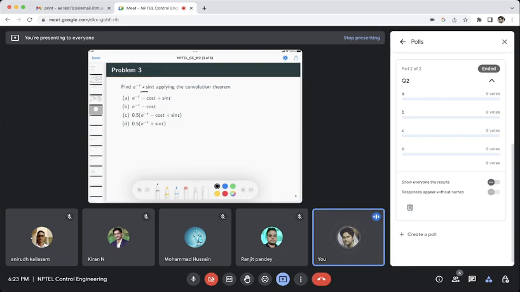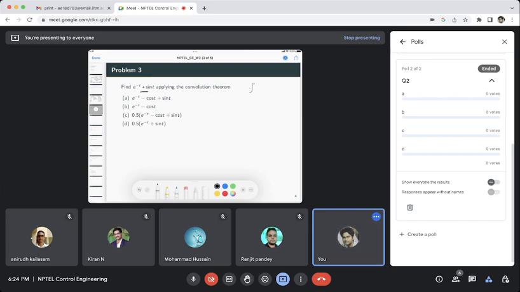But using the Laplace transform, you know that the Laplace transform of the convolution of two signals is simply the product of the Laplace transforms of the individual signals. So using that property, you can find the Laplace transform of this convolution, and then find the inverse Laplace transform to get it in the time domain. Is it clear?